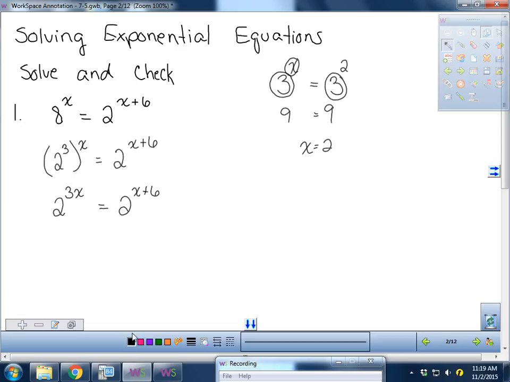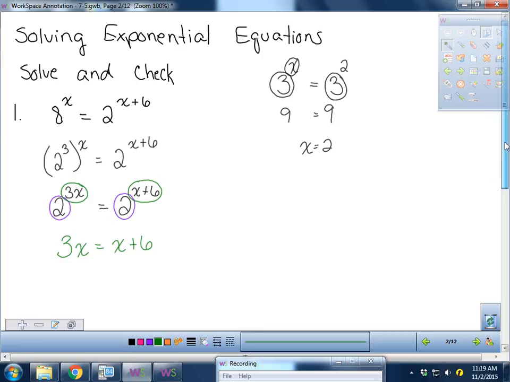Now, if you will notice with me, this has a base of 2, and this has a base of 2. So that means that their exponents are also equal. So if the bases are equal, the exponents are equal. So since I'm solving for x, I can just get rid of the bases because I just want to know what x is. So I'm going to set 3x equal to x plus 6.